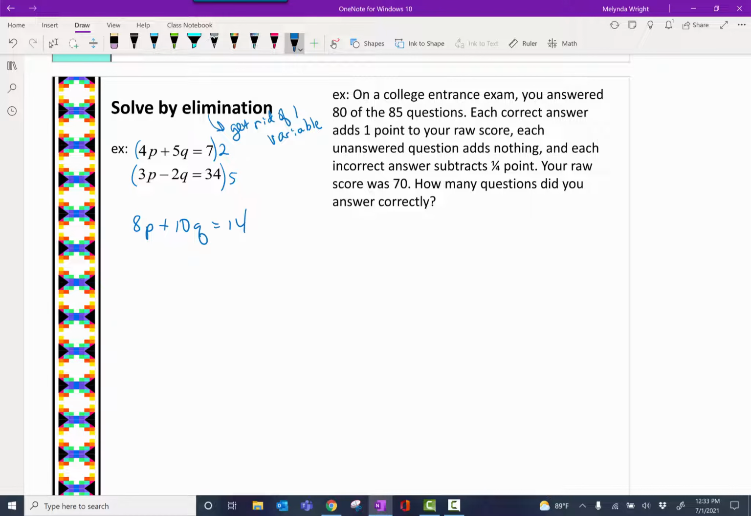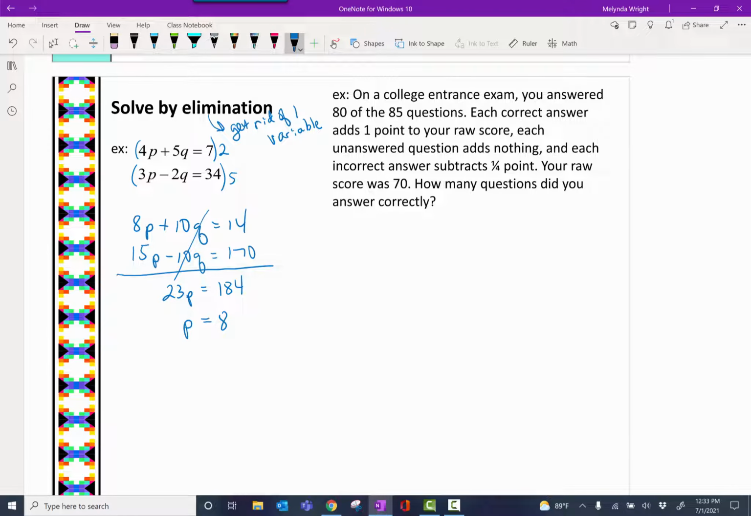That gets, so 5, what is that, 15p minus 10q equals, and 5 times 34 happens to be 170. So here we're able to now add them together, and you can see those go away. 15 and 8 is 23, and 170 and 14 is 184. And crazily enough, 23 does go into 184 evenly, so p is going to be 8.